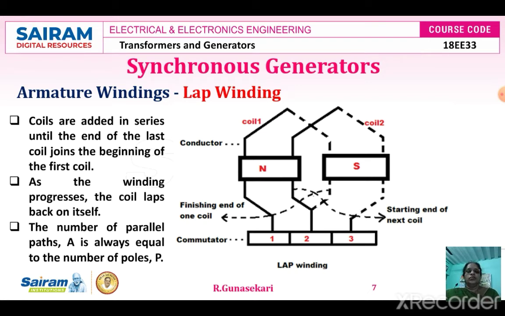So what is meant by lap winding? The coils are added in series until the end of the last coil joins the beginning of the first coil. For example, the first slot is connected to the sixth, again the sixth is connected to 2, 2 is connected to 7, like this only. This is the lap winding. That means as the winding progresses, the coil laps back on itself. That's why this is called a lap winding.